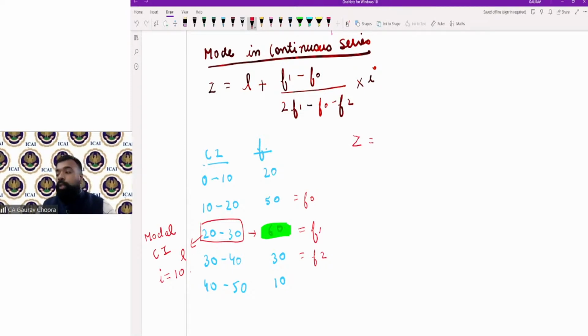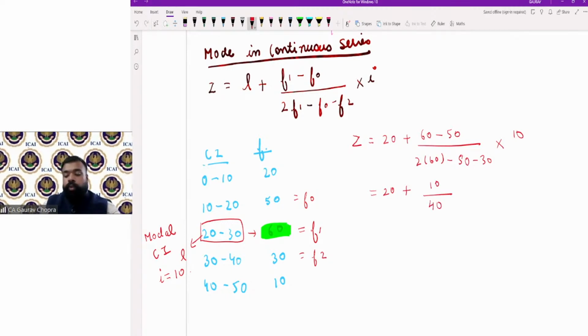Z is equal to L. L is how much? 20 plus 60 minus 50 upon 2 into 60 minus 50 and minus 30. So what is left? 20 plus 10 by 40 into 10. So correct answer is 22.5.